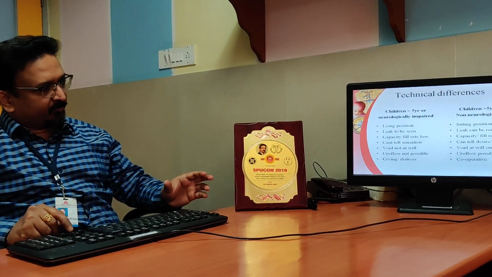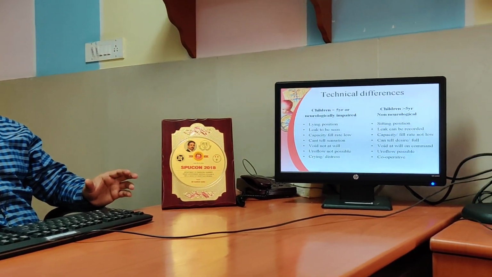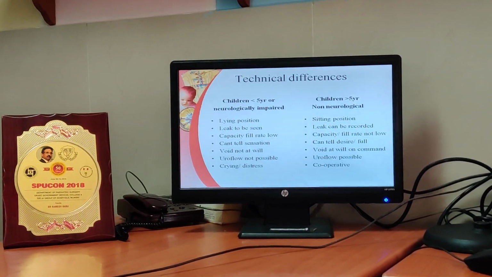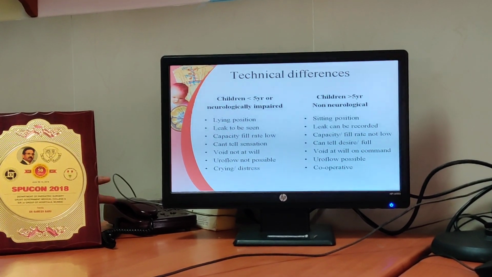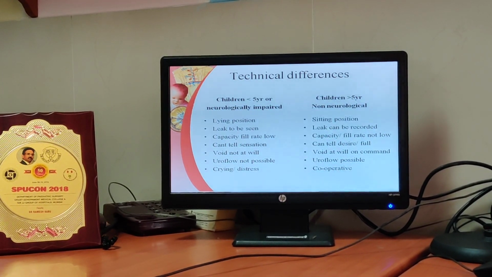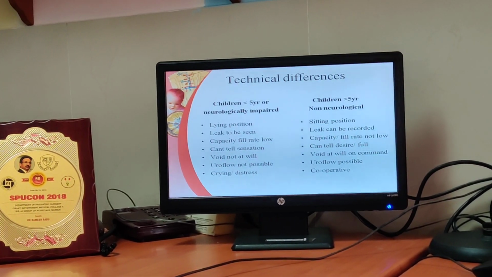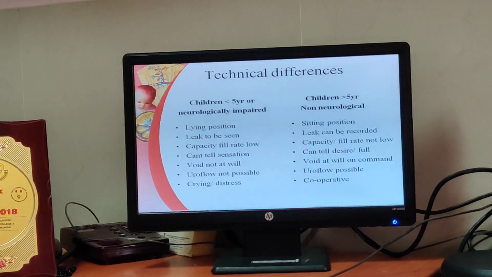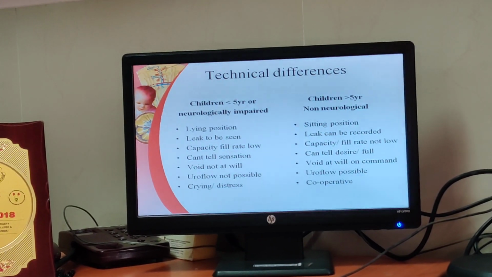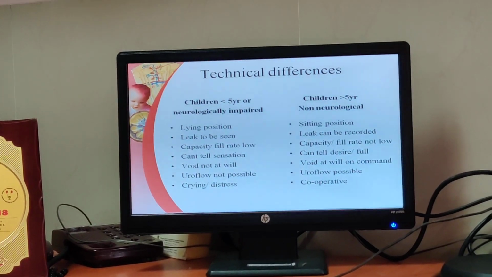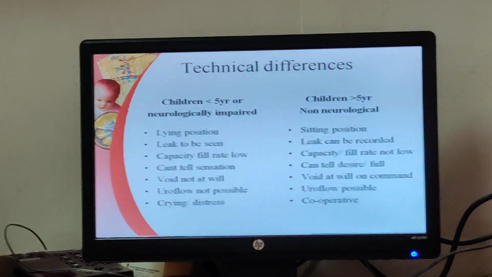And these little kids are not able to void at will, so we have to wait for the voiding to happen. Often they show some symptoms like crying or some other disturbances, and that has to be noted, and the voiding has to be assessed. Then uroflow is typically not possible, and the voiding phase is not possible in little kids. So that's the difference between urodynamics in a child and in an adult or an older child.